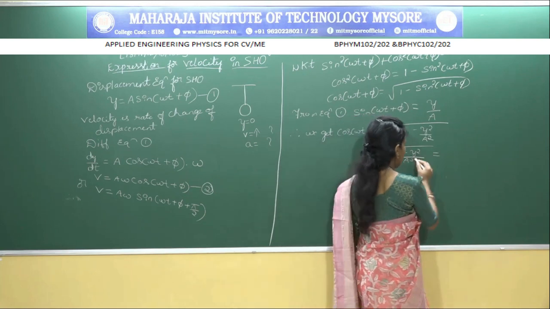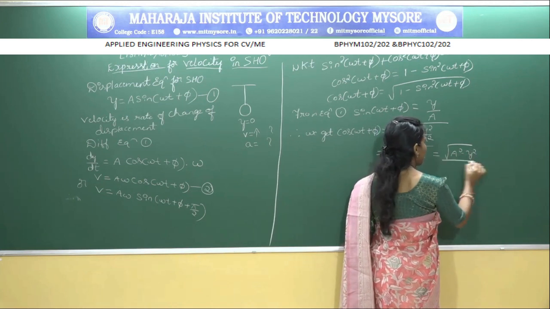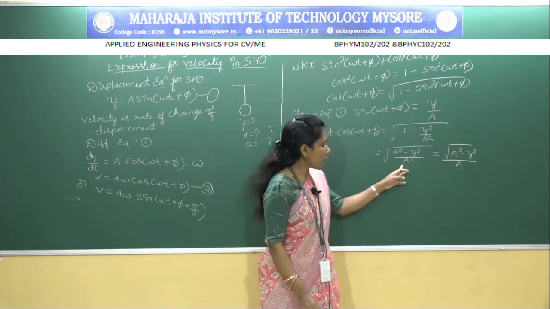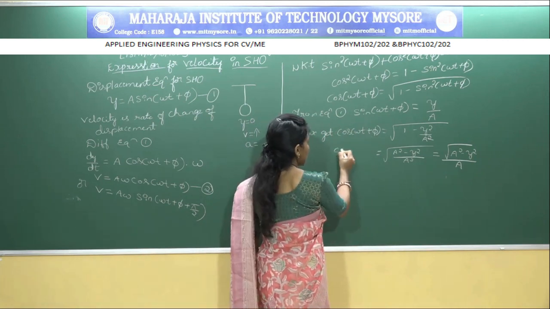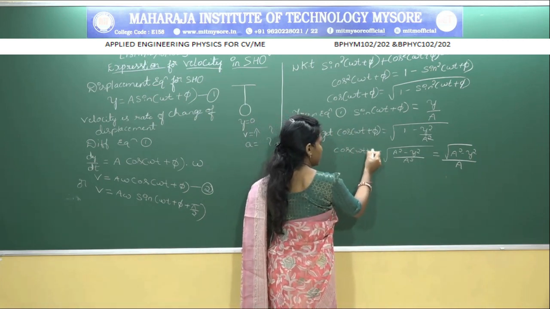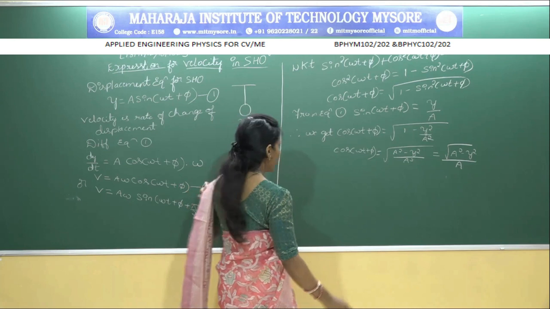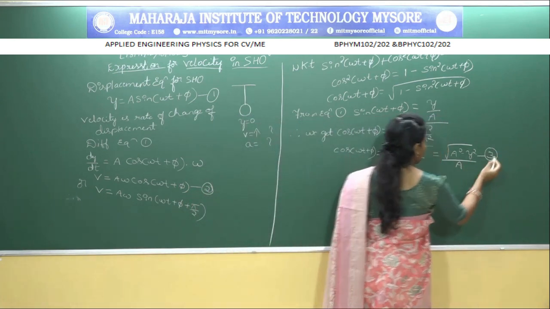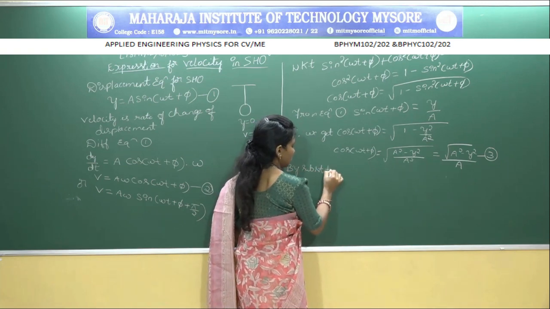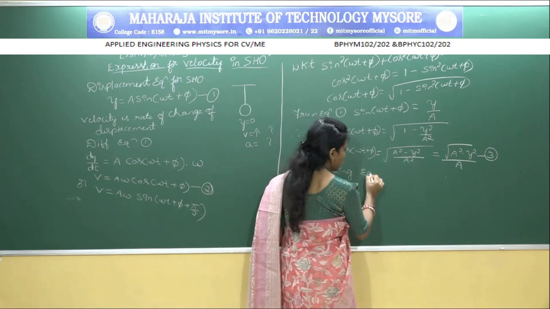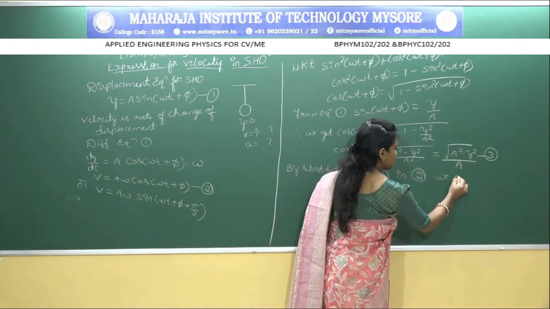So this we can write as root of a square minus y square divided by a. Just take this a outside the root, then the square and root will get cancelled, and we get a. So that is the value of cos of omega t plus phi. Now substitute cos of omega t plus phi, equation 3, in equation 2.